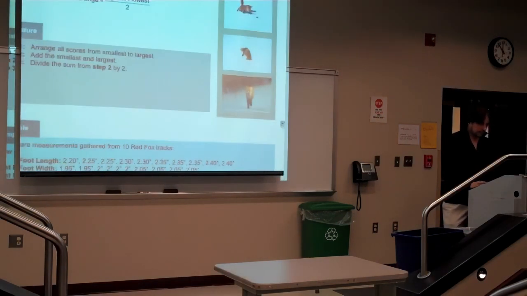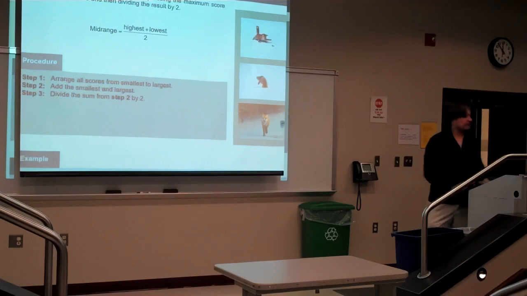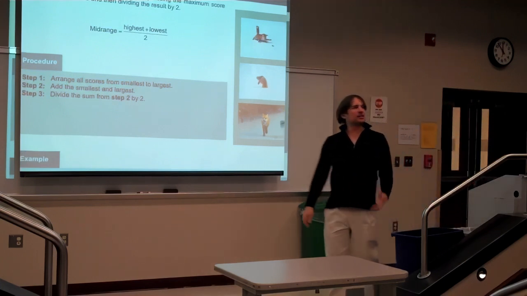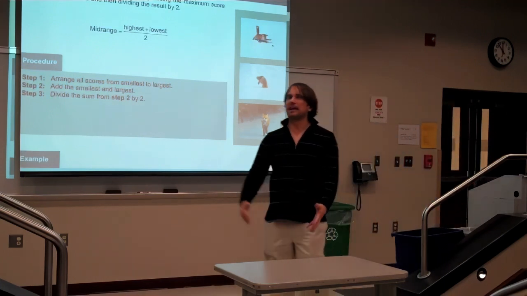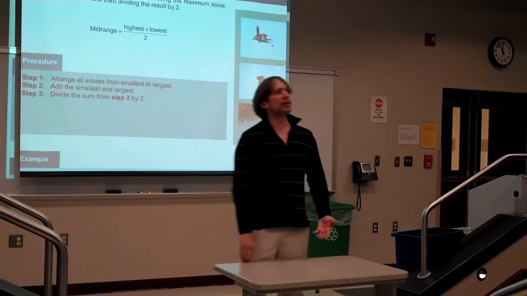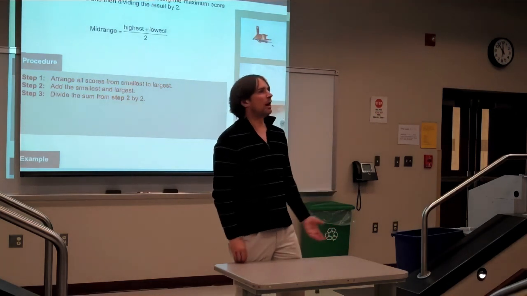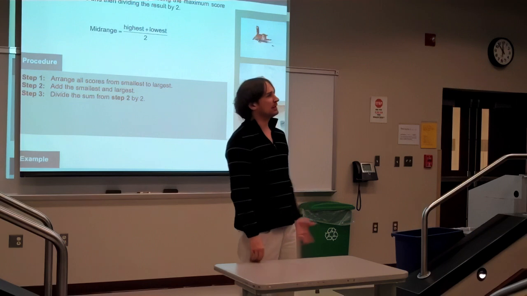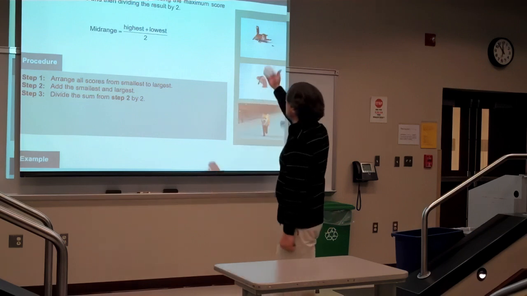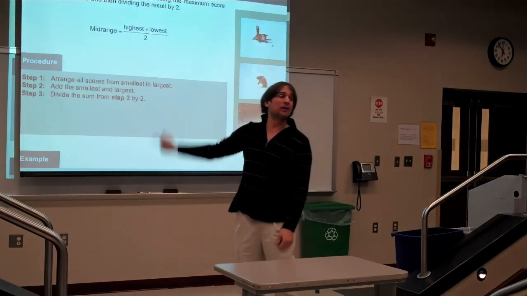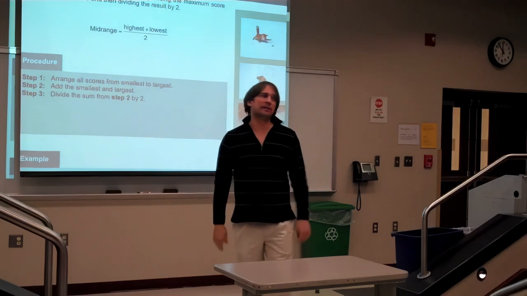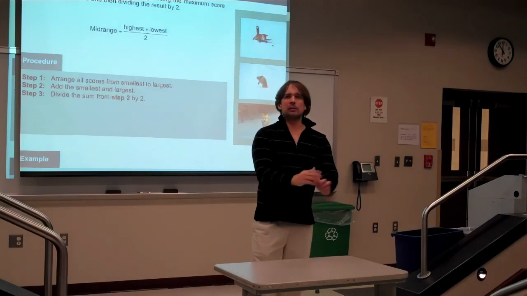All right. So now we're going to talk about the mid-range. The mid-range passes the Perkins technique test, in that we can do this by hand or on a Perkins napkin. All we do to find the mid-range is take the highest score and the lowest score, add them together, and divide by 2. Here's the problem.